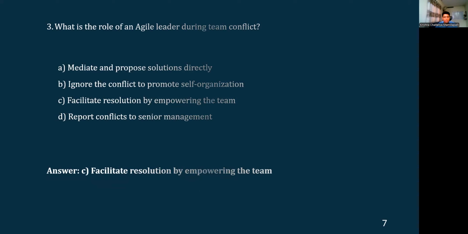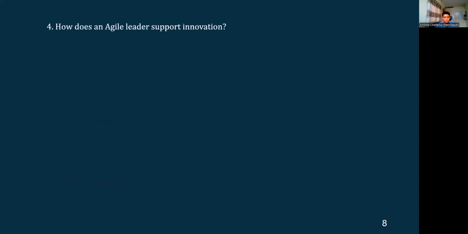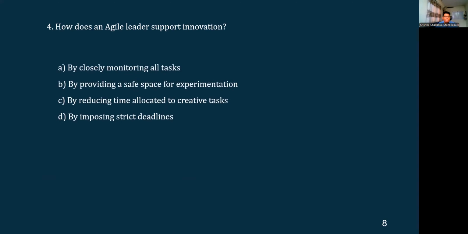Okay. So moving on to the next question. How does an Agile leader support innovation? All right, let's see the options. A, by closely monitoring all tasks. This is again like a micromanagement of the activities that are being done.